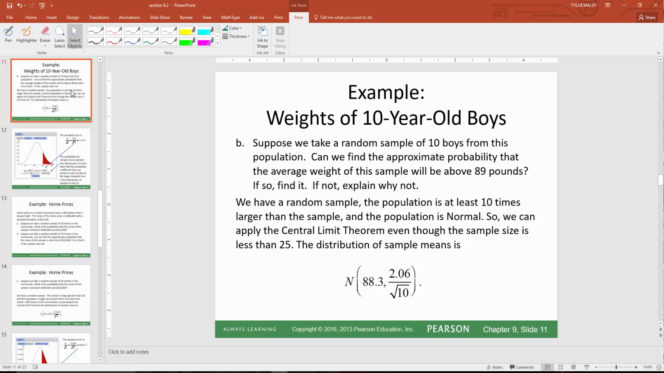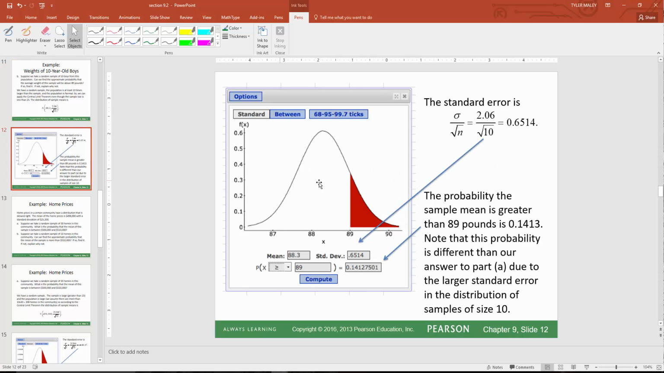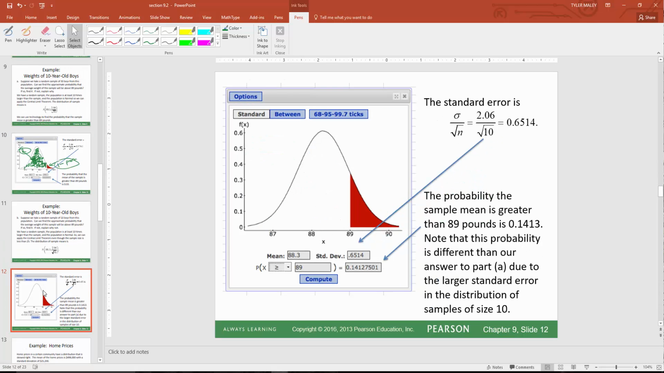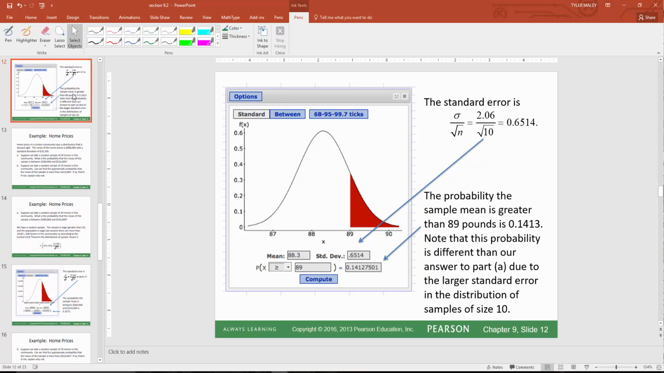So the distribution of the sample mean is normal with mean 88.3, and then my standard error changed, because my n value changed. This is the StatCrunch printout. We had to calculate the standard error and got 0.6514. That's a larger standard error than we had previously. Before we had a standard error of 0.37, and now we're at 0.65, so nearly double, a lot bigger.